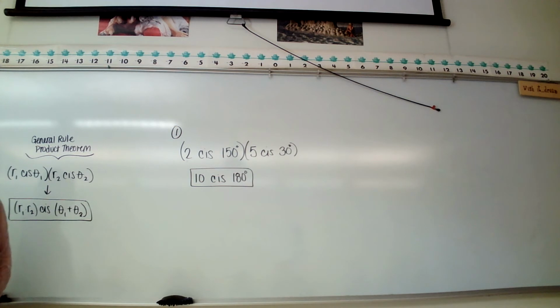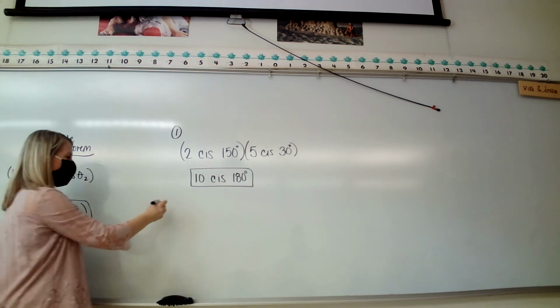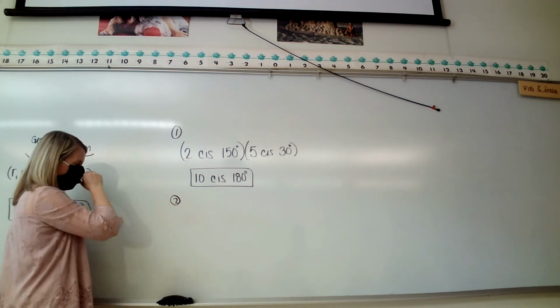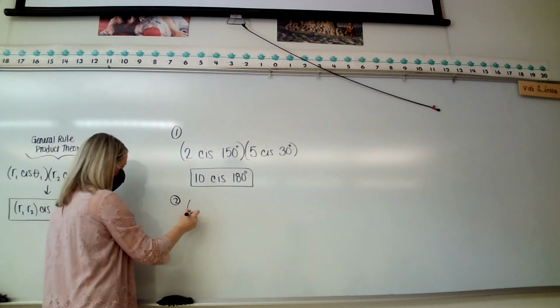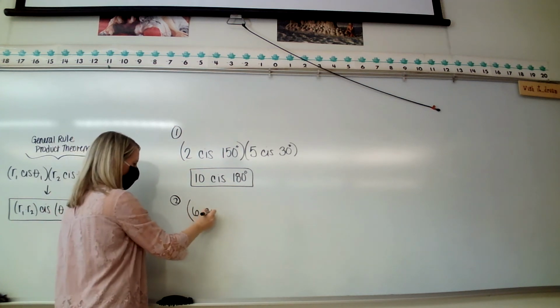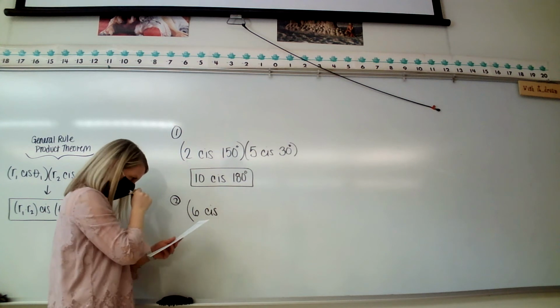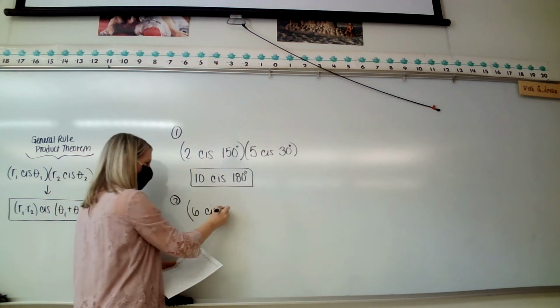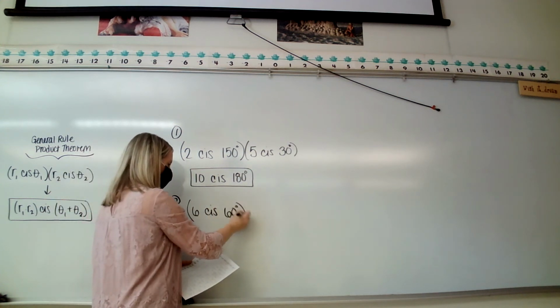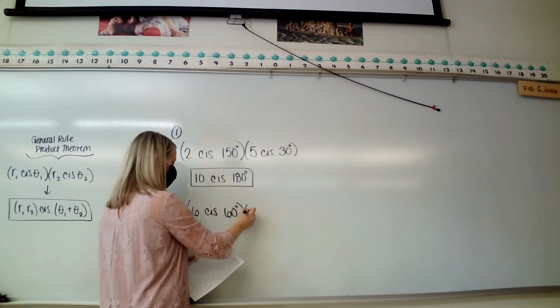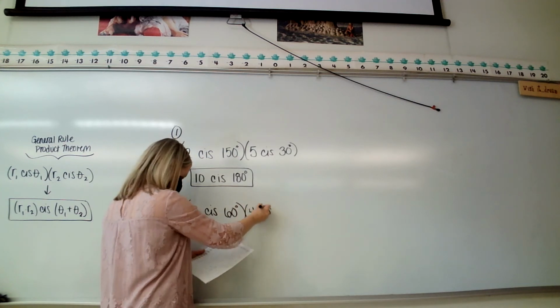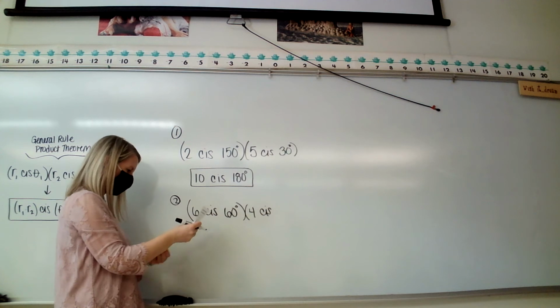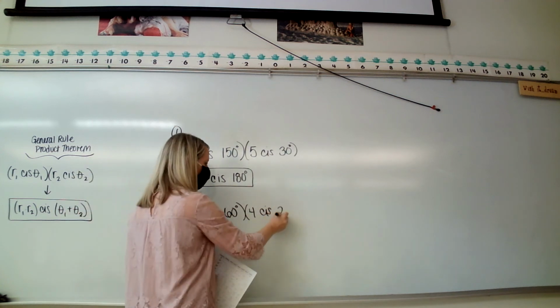Okay, that's it. We're not getting too crazy today, at least. I mean, we can do a million of these. Let's do 6 CIS 60 degrees times 4 CIS of 210.